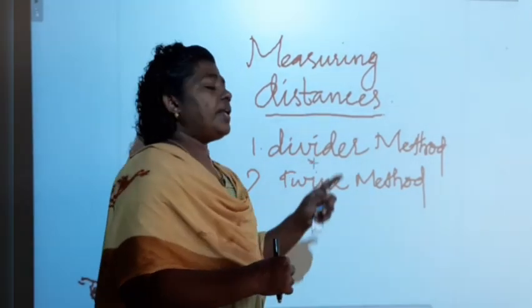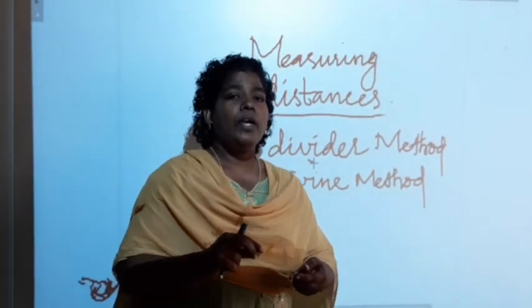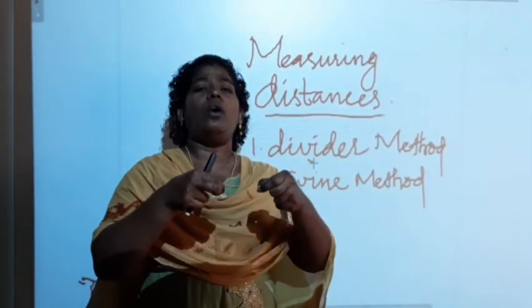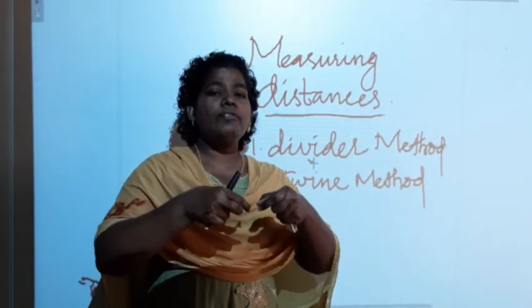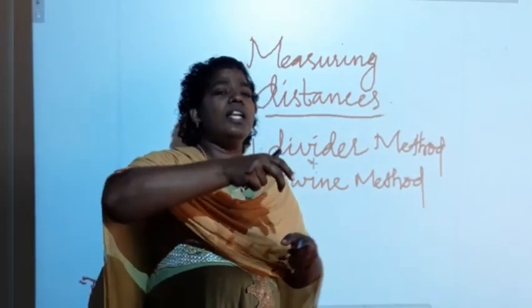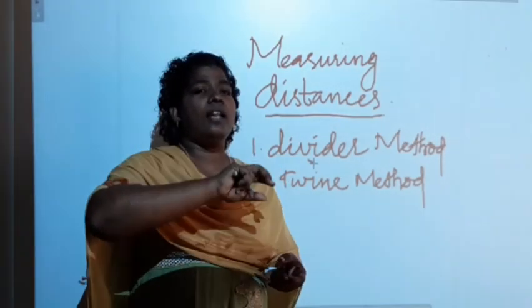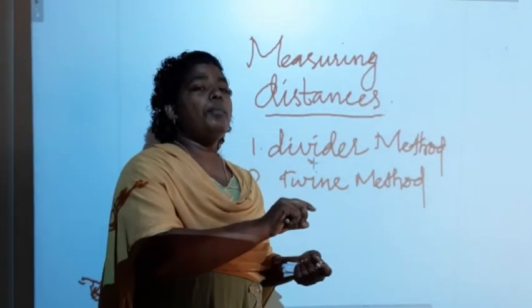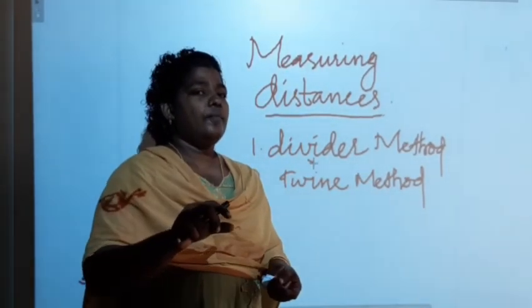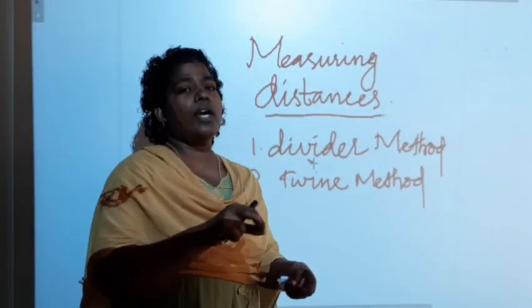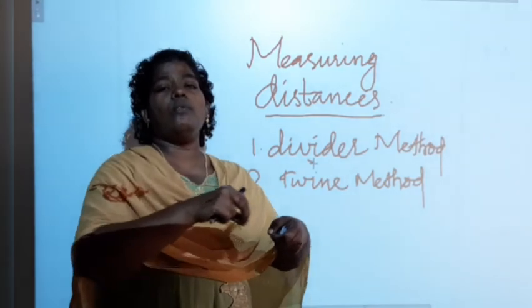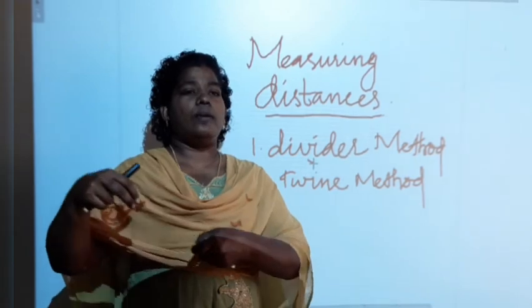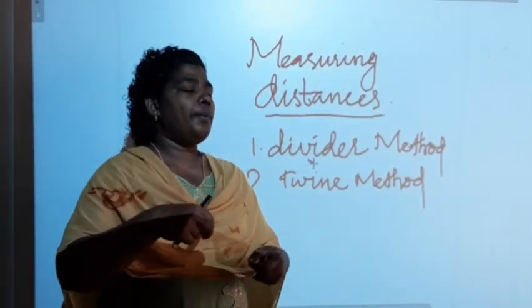And with the divider method, how will you do it? See, when you take the divider, you have to keep the divider 1 or 2 centimeters apart. After keeping that, you have to turn the divider continuously again and again. How many turns you take should be measured on the scale. With the help of that, you can understand the length of the feature, how long it is, how many kilometers in length.